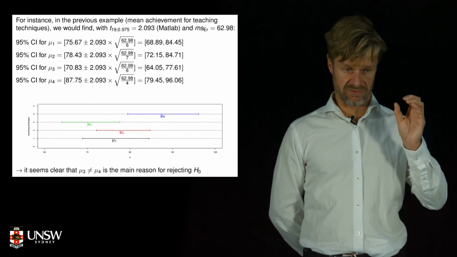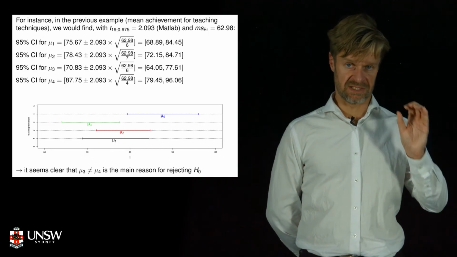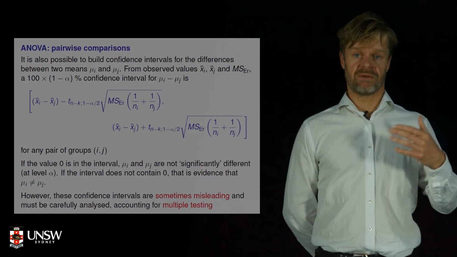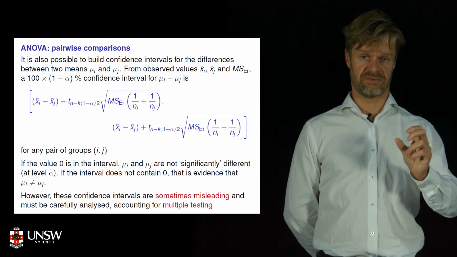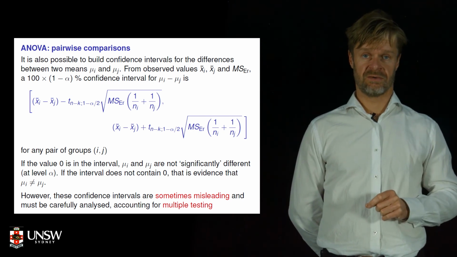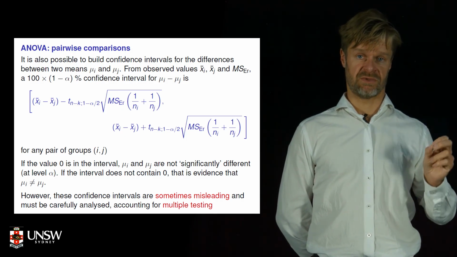And so to look specifically at which groups are different from which, we should use mean differences, just like we did back in week 8 with 2 sample t-tests. Let's look at mean differences. This is sometimes called pairwise comparisons. We're comparing pairs of means with each other. We can construct a confidence interval for the difference between mu_i and mu_j.